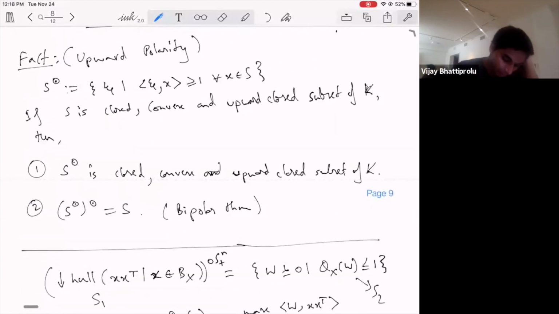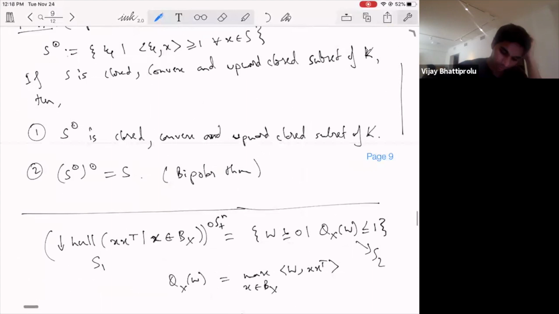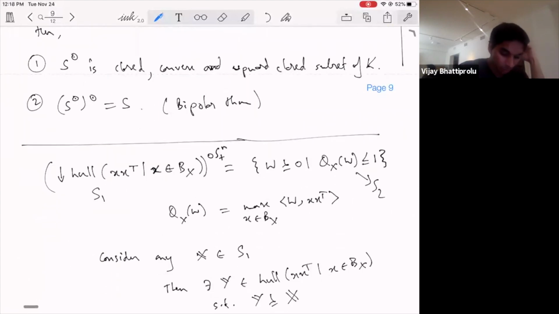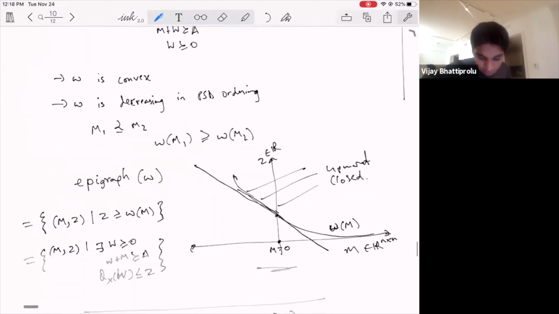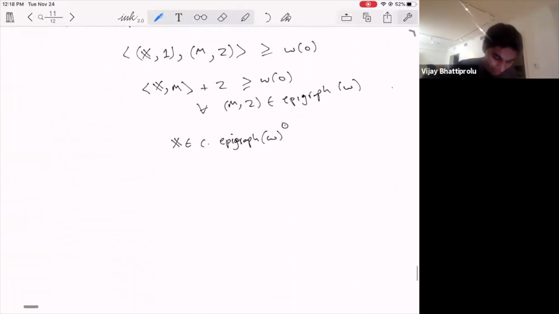Recall I said that if a set is upward closed, then its polar is closed, convex, and upward closed, and a subset of the self-dual cone K. So basically, from that observation, we actually conclude that X must belong to the positive semi-definite cone. So X is PSD.